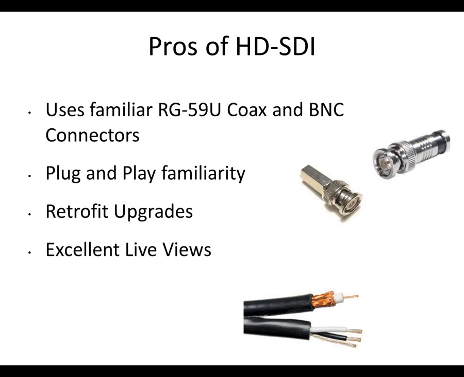It uses the familiar RG59 copper core, copper braid coax, with the BNC connectors that everyone's familiar with. It's plug and play; you plug it in, it works. You don't have to assign IP addresses to the cameras. Another good thing about it is you can instantly do retrofit upgrades, unlike going IP cameras, where you would have to go with costly Ethernet over coax converters.